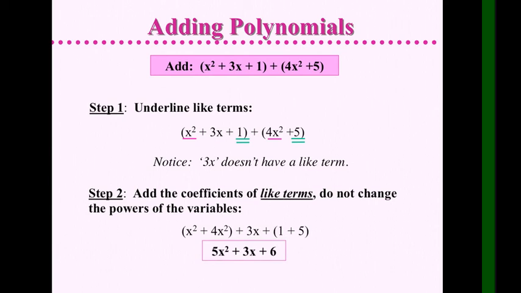Paano sila in-add? So we have the like terms. So x squared plus 4x squared. Ito yon. Plus 3x kasi wala siyang kamukha, plus naglagay ng open and close 1 plus 5.